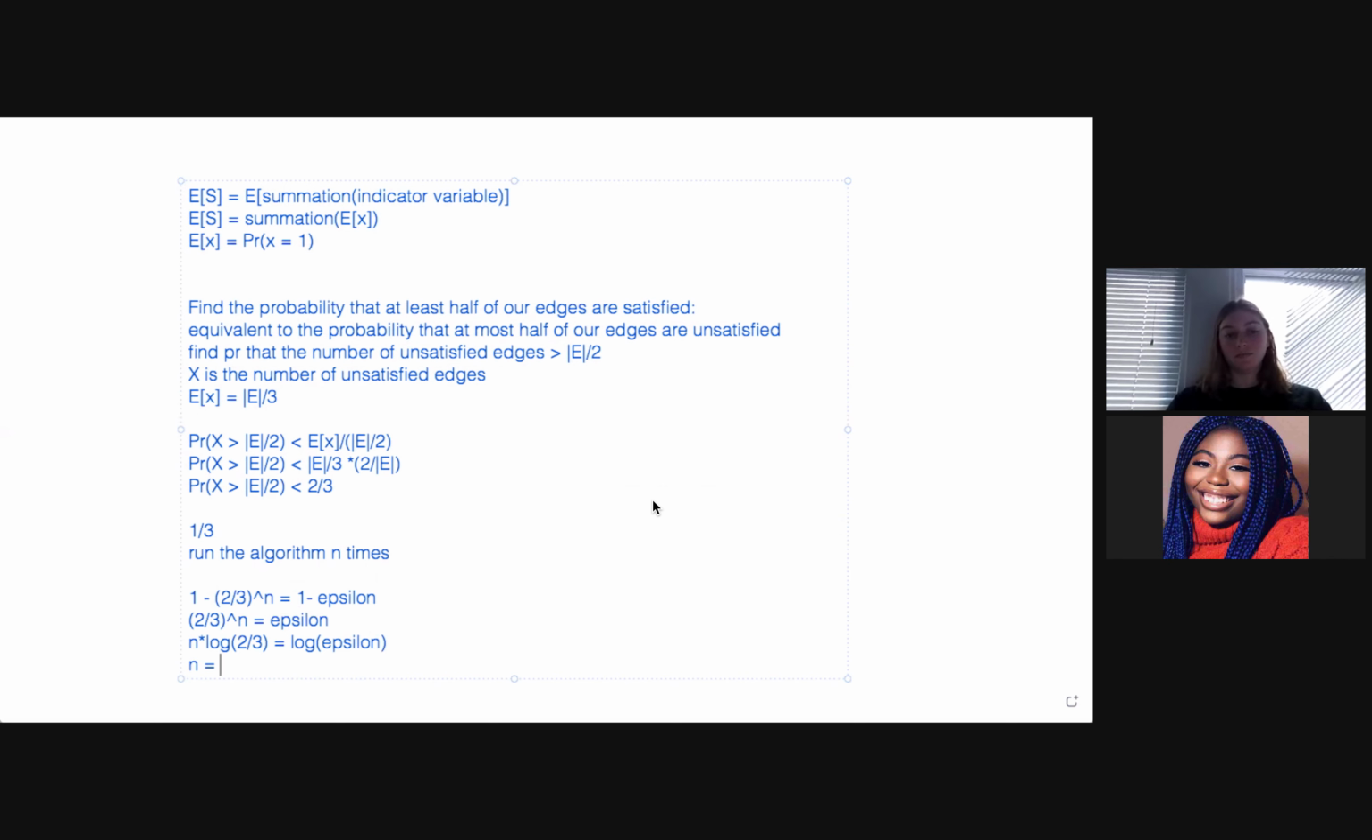Okay, perfect. Yeah, that's all you need to do. And once you have that, you just say, if I run my algorithm n times, I know at least one of those is going to have at least half our edges satisfied with a probability of 1 minus epsilon.